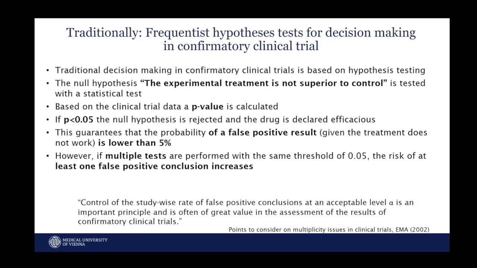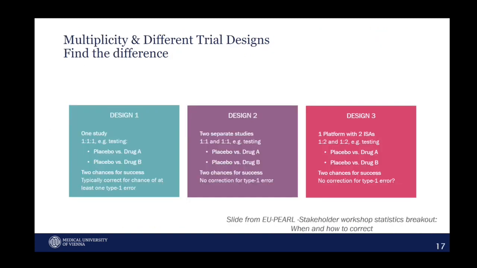Therefore, some smart regulators have pointed at this issue and they say the control of the study-wise rate of false positive conclusions at an acceptable level alpha is an important principle and is often of great value in the assessment of results of confirmatory clinical trials, as it is stated in the points to consider document issued by the EMA. Good. So now let's have a look at different trial designs.